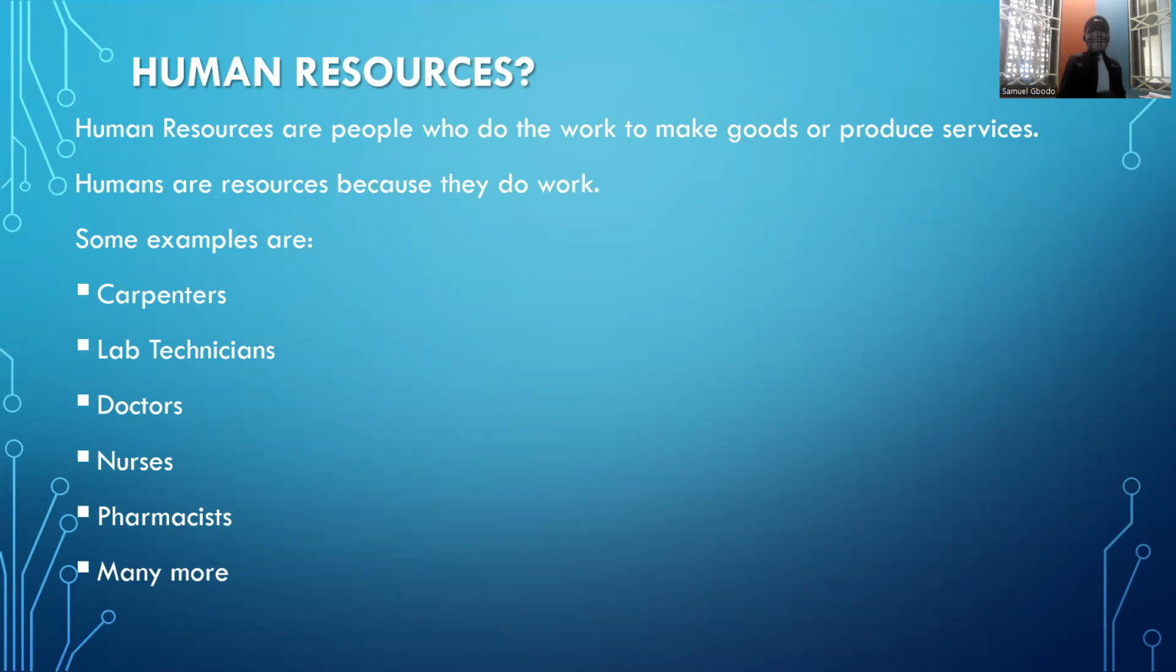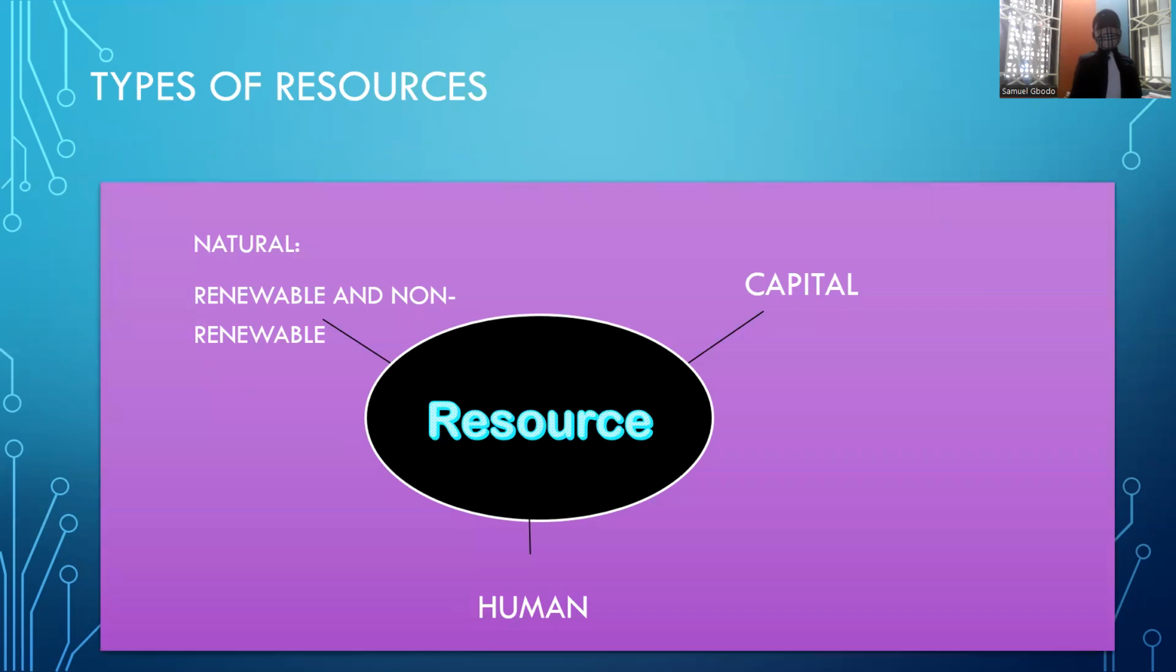Human resources. Human resources are the people who do the work to make goods or produce services. Humans are resources because they do work. Some examples are carpenters, lab technicians, doctors, nurses, pharmacists, and many more. Types of resources. We have the renewable and non-renewable. We have the capital, and we have the human.